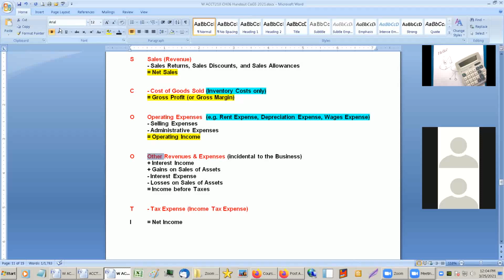So this other account, let me talk about that one. The other revenues and expenses, these are things that happen, but they're not really what we're in business for. For example, if you run a pizza restaurant, you're probably going to have a bank account. People come in and pay, and then you take those deposits and put them in the bank. That bank account may earn interest.